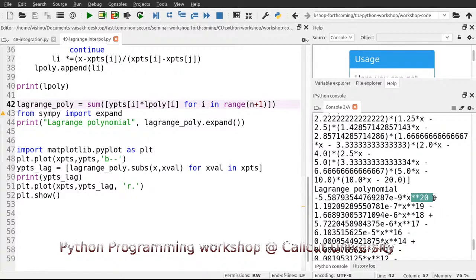X to the power 20. Now the degree of the polynomial is x to the power 20, 19, 18. Okay, that should be correct. So Lagrange polynomial, substitute for x. To find the corresponding y values, we need to evaluate this Lagrange polynomial.